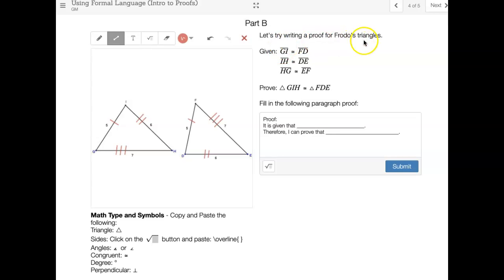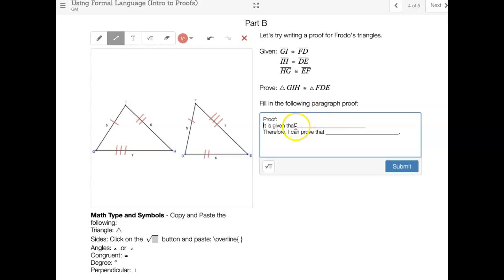Let's try writing a proof for Frodo's triangles. Again, we labeled all the given information. We're trying to prove the triangles are congruent. Notice how all 3 sides of one triangle are congruent to all 3 sides of another triangle. So, as in the first slide, we have side congruence, but we're going to write it out in a paragraph proof. So we're going to use sentences. So it is given that, right? I can copy this stuff. I don't need to copy that though.